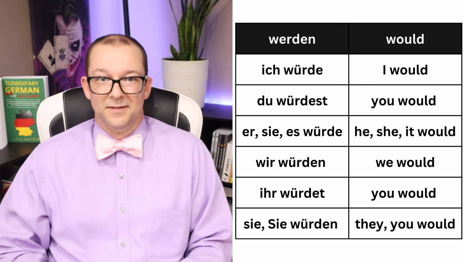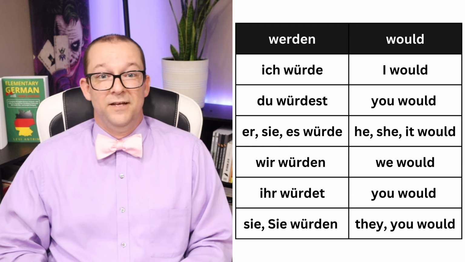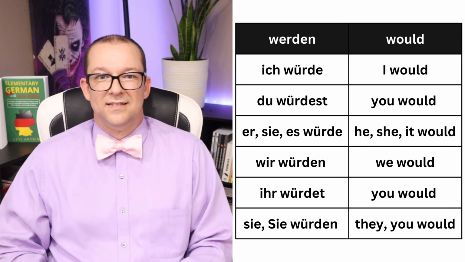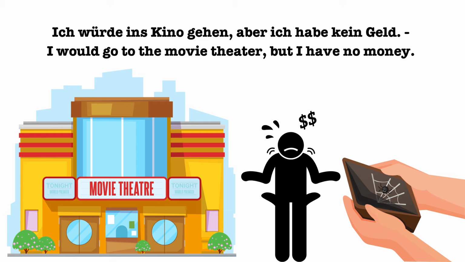Ich würde. Du würdest. Sie, es würde. Wir würden. Ihr würdet. Sie würden. Once you know which forms of the verb you can start putting it together with sentences like these. Ich würde ins Kino gehen, aber ich habe kein Geld. I would go to the movie theater, but I have no money.